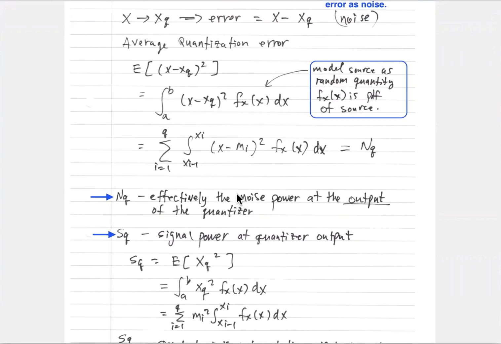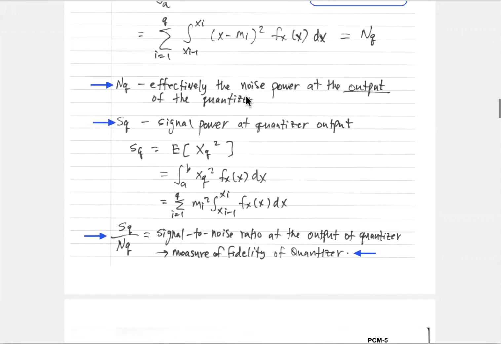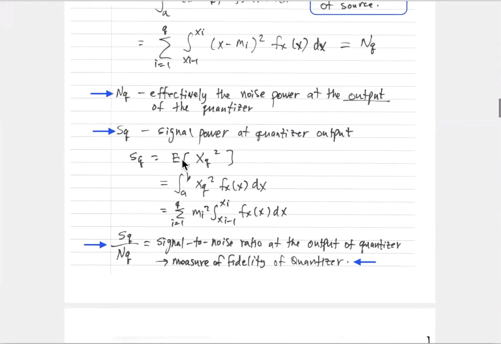Now, you can probably see where we're heading. If we're going to characterize the noise power, let's also characterize the signal power. The signal that I'm transmitting is XQ, so the signal power is just the expected value of XQ squared. Again, just applying the definition of expected value, it's the expected value over X, so it's this. Once you plug in what these things are, you get this equation here. And again, when you know what fx of x is, you can evaluate this. And when you take the ratio of these two, we call this the signal to noise ratio at the output of the quantizer.